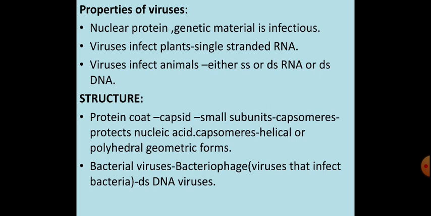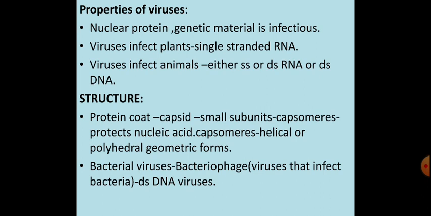As soon as they release DNA or RNA inside our body, they replicate. And that replication causes infection in our body. So the genetic material of viruses is infectious. Viruses infect plants, animals, as well as human beings. Viruses which infect plants have single stranded RNA. I said there are two types of genetic material, DNA and RNA.